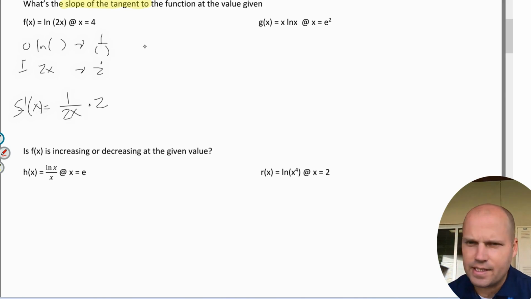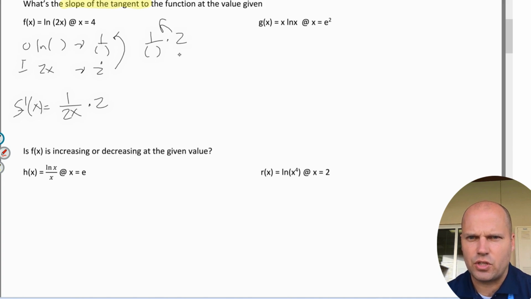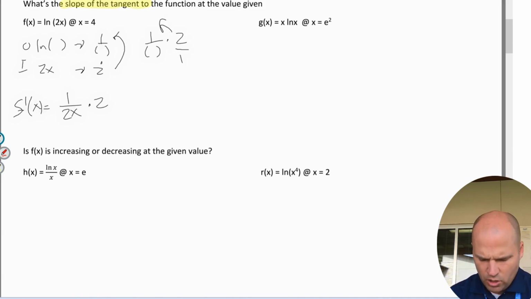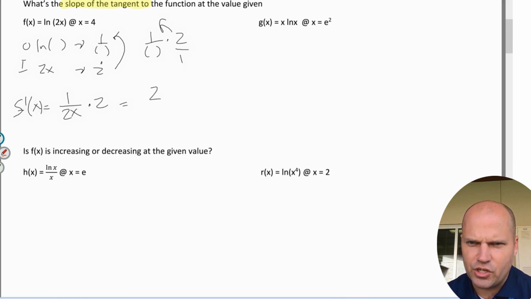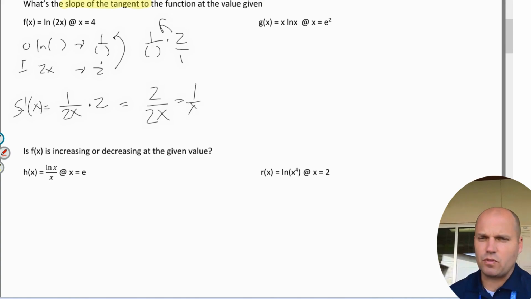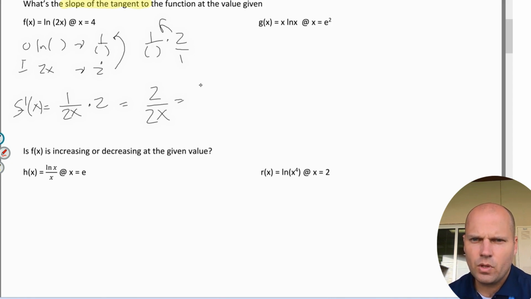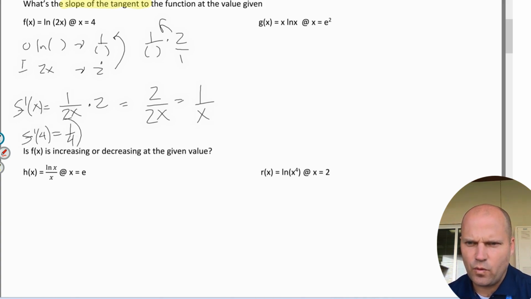We can write it like this, but what I kind of told you in class is that if you have a fraction times 2, that 2 goes in the numerator. It's like 2 over 1. So I could have written it just like this, and then I could realize, since we have multiplication, that we can simplify. And the slopes of log 2x are actually the same as the slopes of log x. So the slope of f at 4 is just 1/4.